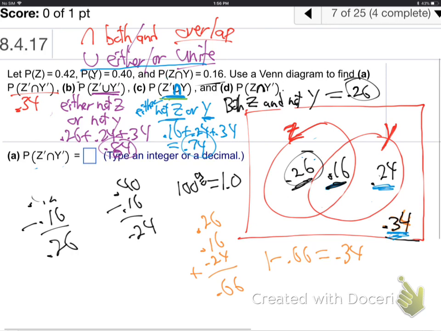Good? Getting more comfortable? Yeah, so the first condition is you've got to be in Z. So he's not in Z. Yeah, so the first condition says you've got to be in Z. So I was already just down to these two. These two are in Z, right? The 0.26 and the 0.16. They're both in Z, and you also have to not be in Y. So that's why it was only the 0.26.